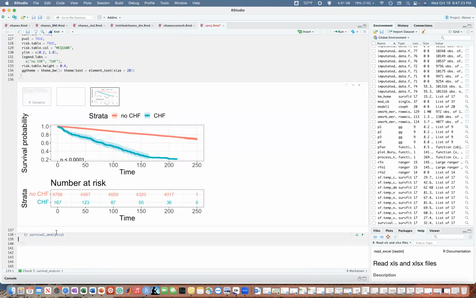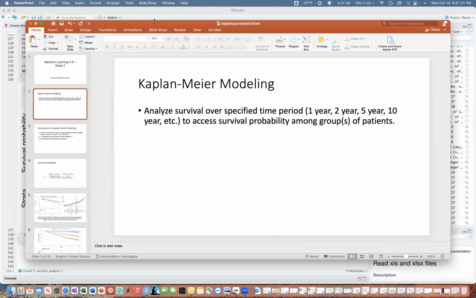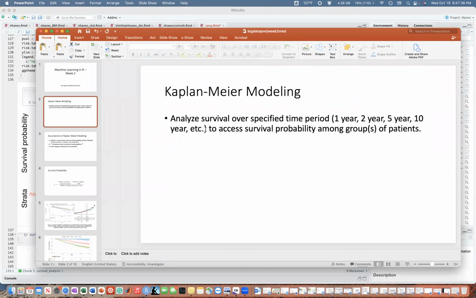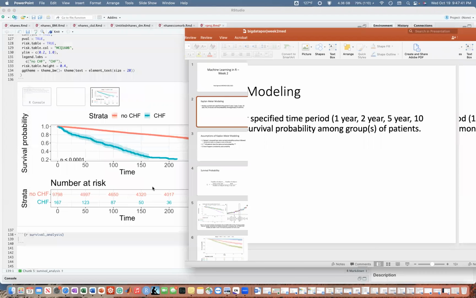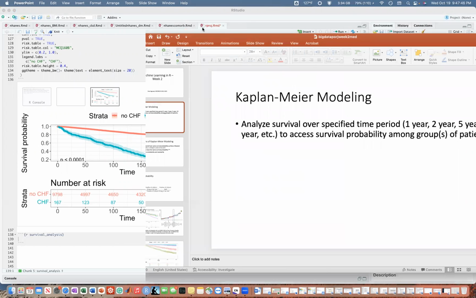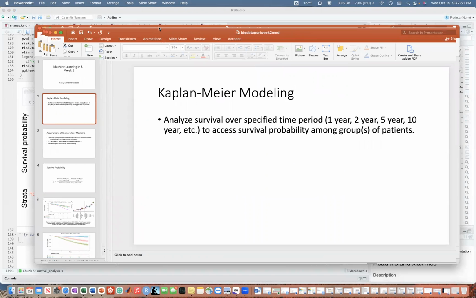And today we're going to go over more survival analysis, but I really quickly want to go over some stuff. So Kaplan-Meier, its modeling is what this curve is on the left. And basically, you analyze survival over a specified time period, 1, 2, 5, 10 years, etc., to assess survival probability. In this case, you can just take how many ever months there is, so 250 divided by 12, and that'll tell you how many years it is. So if you do the math correctly, this is over 20 years of follow-up, which is incredible. And this is actually what you want from a study. So for all the enthusiastic statistics people out there.